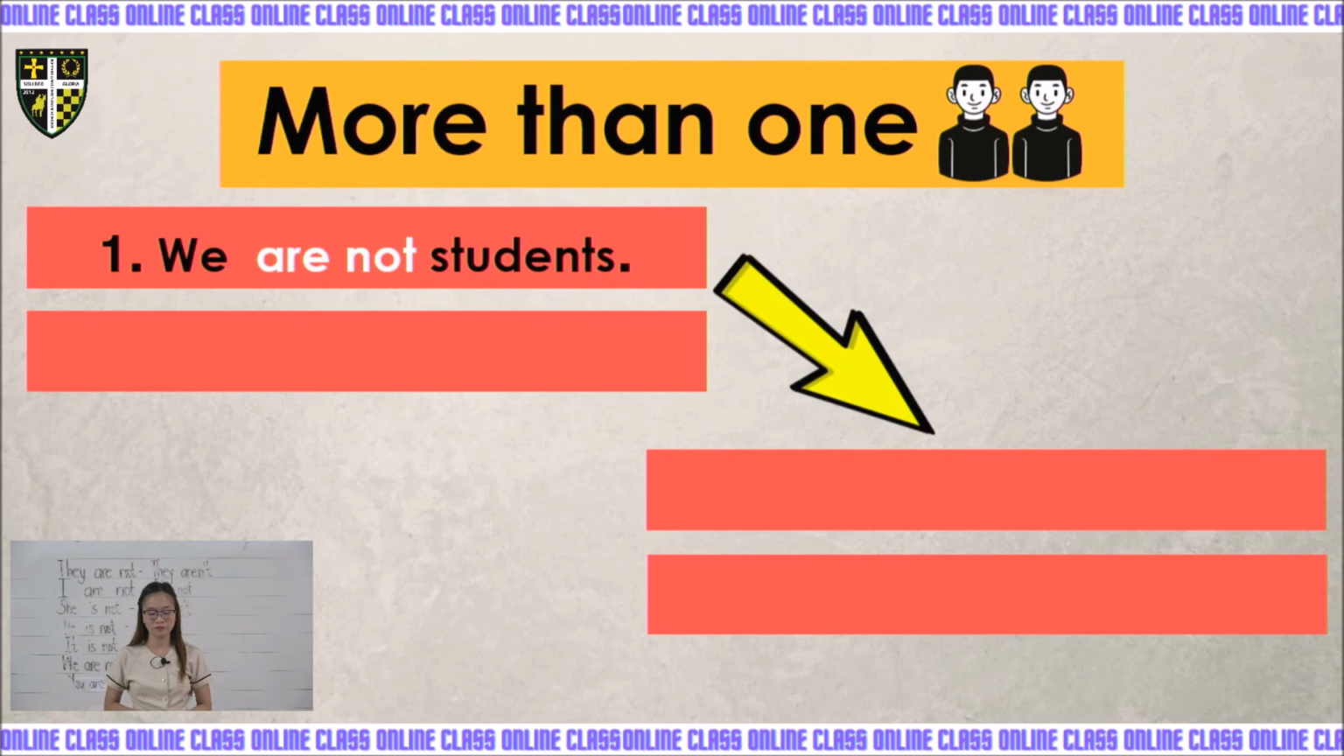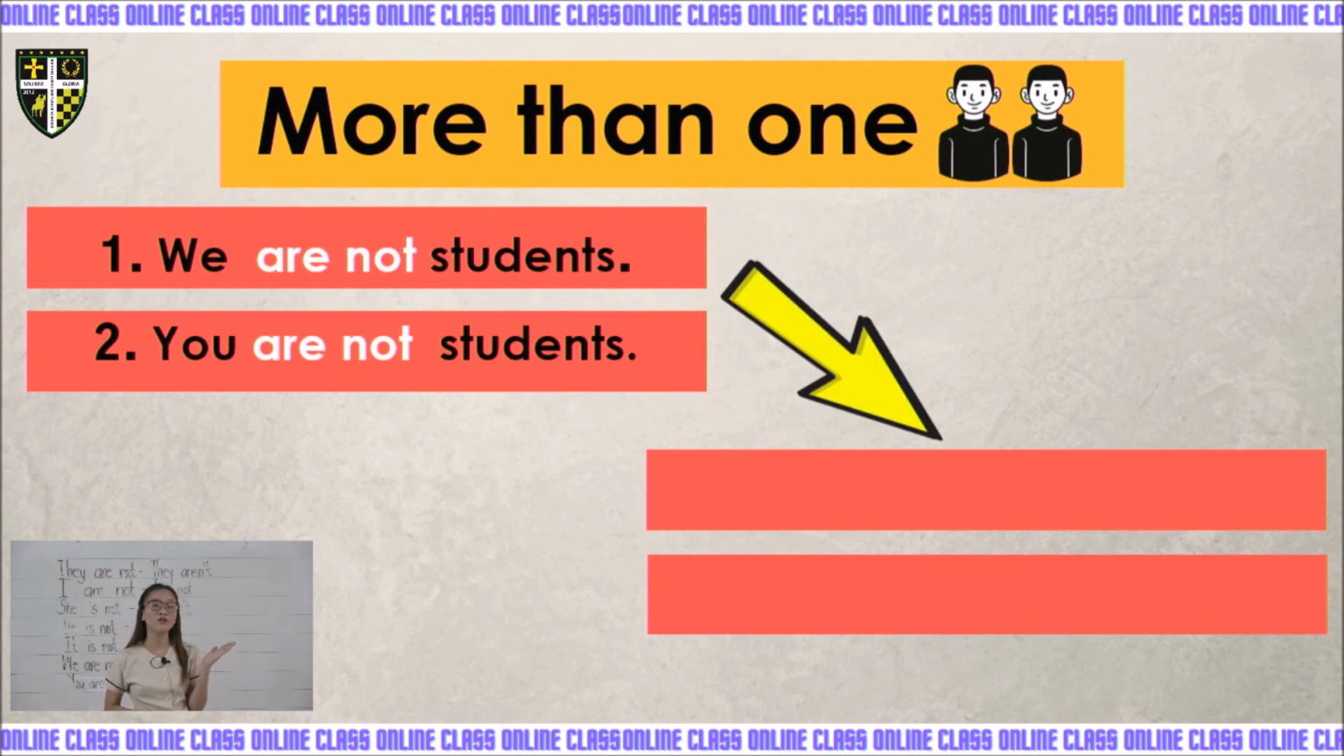Okay, next one. Number two, you are not a student. I said a while ago that when you use the pronoun you, it's automatic. The verb that we will use is are. That's why it became, you are not a student.